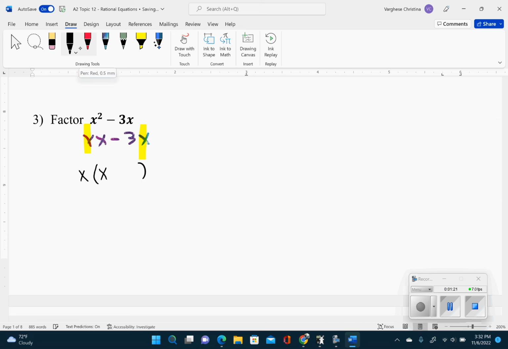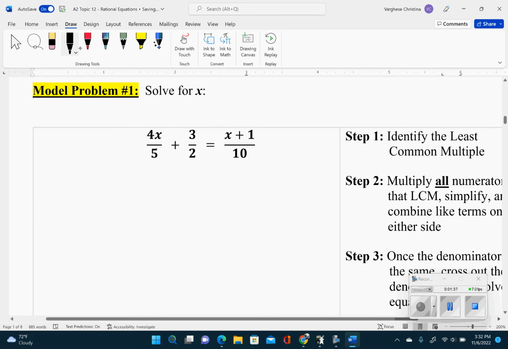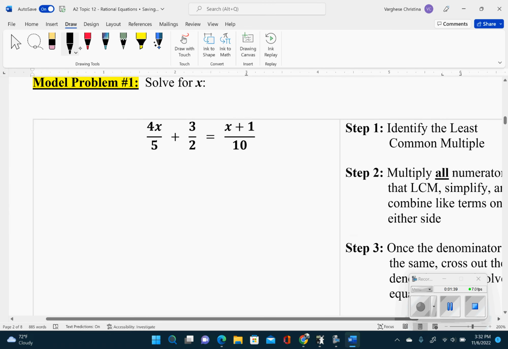And we can verify that because x times x is x squared. And then if we took out this x right here, there's a minus 3 that's left. And again, we can verify that by x times negative 3 is negative 3x. Okay, so this is factored as much as possible. Done. All right, so for this one right here, we have to get the denominators to be the same.